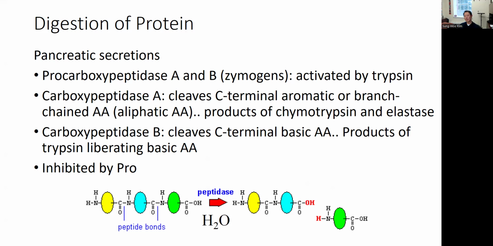Right? And it is known that the amino acid proline causes inhibition of this carboxypeptidase A and B. So here, one example here, right?